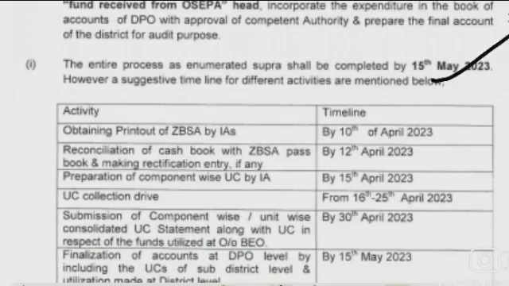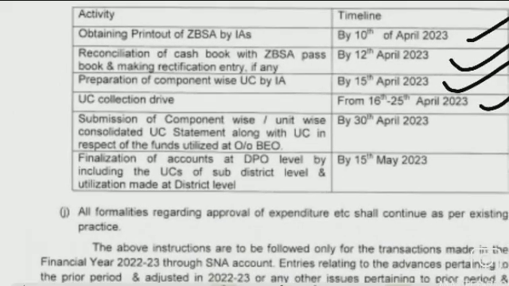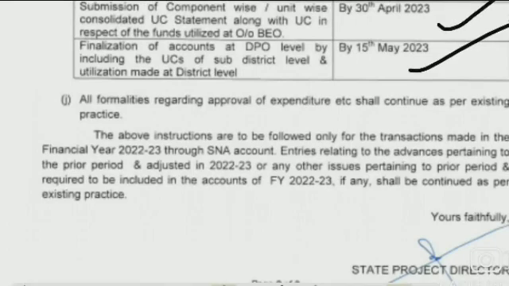It may vary from state to state, but they have given some guidelines and timelines also. Obtaining printout from JDBS, that is the bank statement, by 10th April. Reconciliation of the bank statement with the cash book by 12th April. Preparation of component UC by 15th April. UC collection drive 16th April to 25th April. Submission of component to block by 30th April and to DPO by 15th May. So all these formalities will be carried out at the block level and district level under the supervision of the BO and the DPO or DPC.